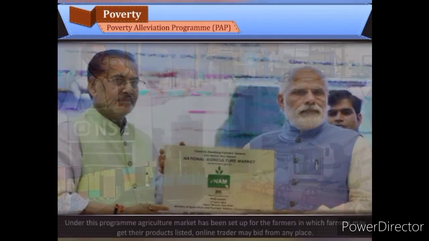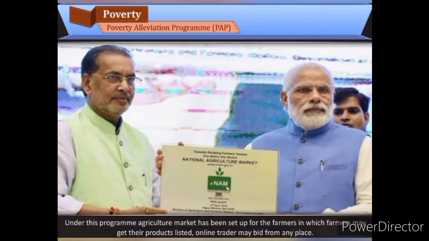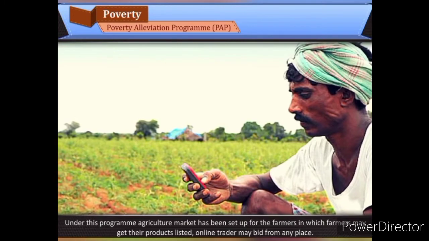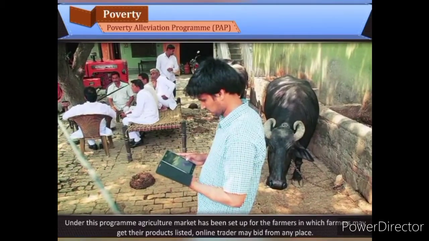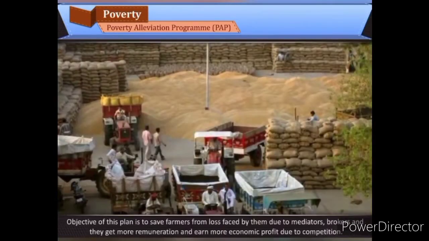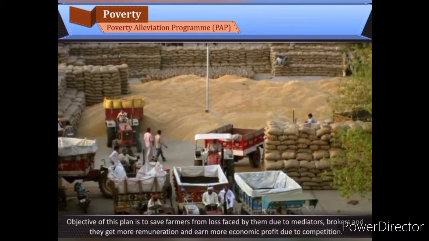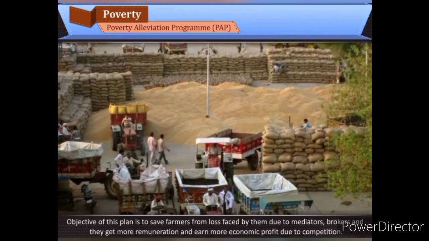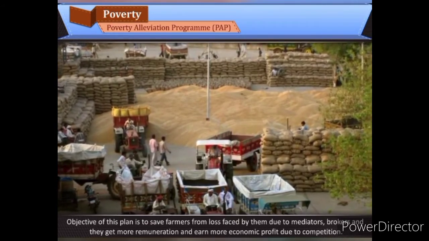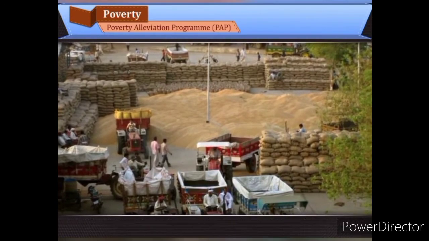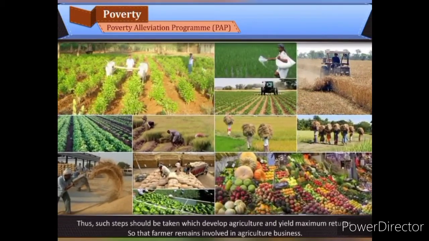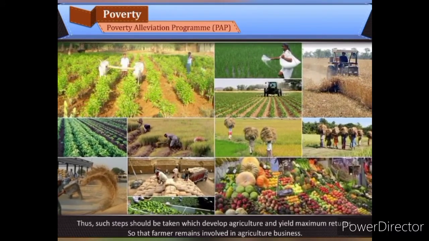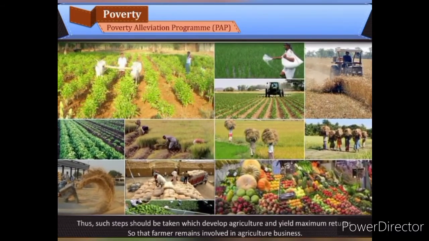Reward scheme. Under this program, agriculture market has been set up for the farmers, in which farmers may get their products listed online, and traders may bid from any place. Objective of this plan is to save farmers from loss faced by them due to mediators and brokers, so that they get more remuneration and earn more economic profit due to competition. Thus, such steps should be taken which develop agriculture and yield maximum returns, so that farmer remains involved in agriculture business.